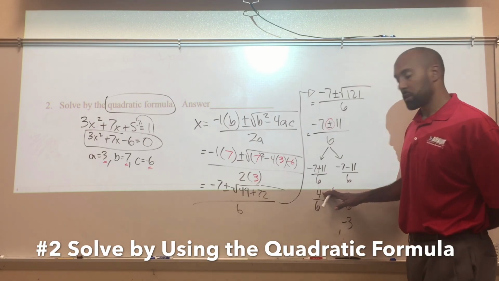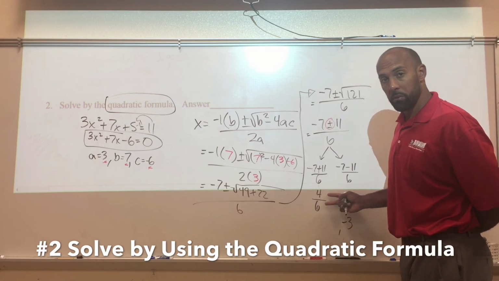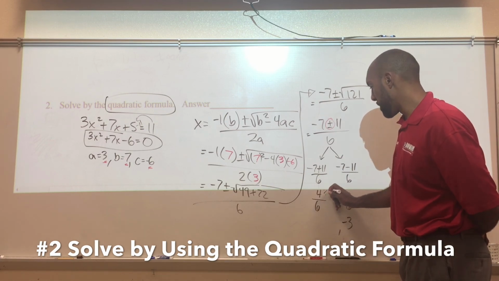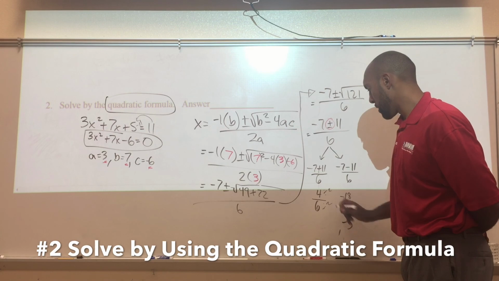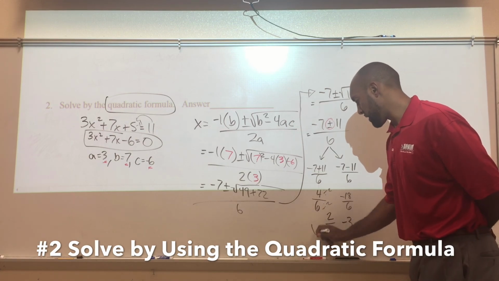And then to get this to be 2 over 3, well, I basically have to find the greatest common factor between 4 and 6, and divide by that. So the biggest number I can divide by is 2. 4 divided by 2 is 2. 6 divided by 2 is 3. And there is our answer.